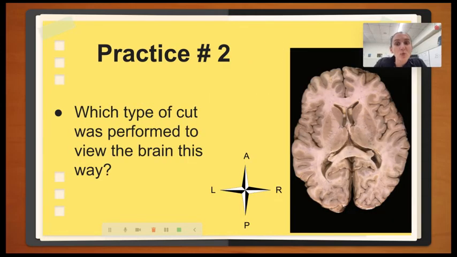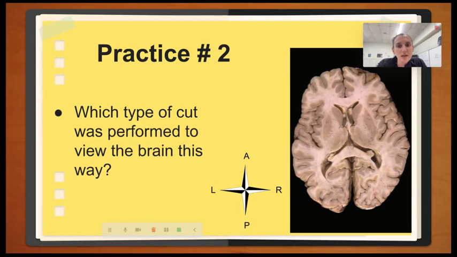Practice 2. Which type of cut was performed to view the brain this way? So this is what we were talking about, where this is obviously the dissection of a brain, but MRIs create images very similarly to that. A big clue is using this compass. You know that in front is anterior, in the back is posterior, and this is the right side and this is the left side of the person's body.